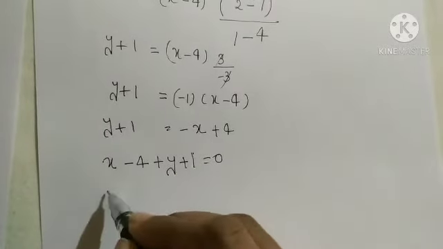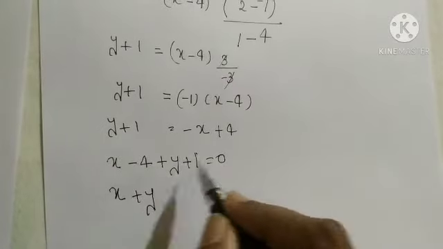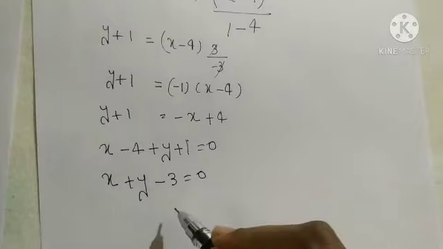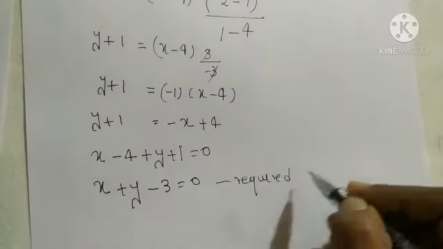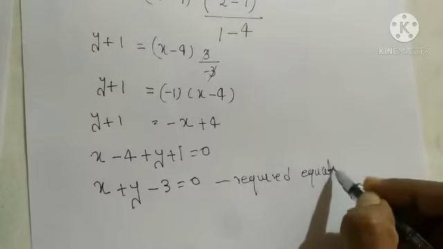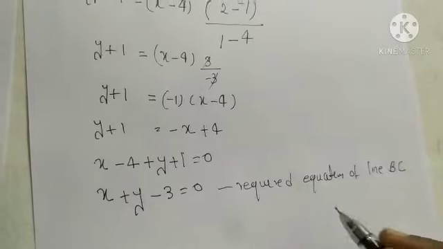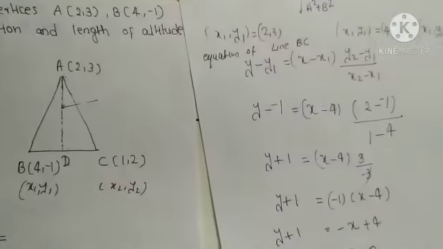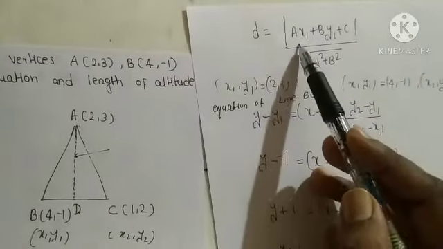So here, rearranging this, we get x plus y minus 4 plus 1, which will be minus 3, equal to 0. Okay, so this is the required equation of line BC. So next, I'm going to substitute all the values here.